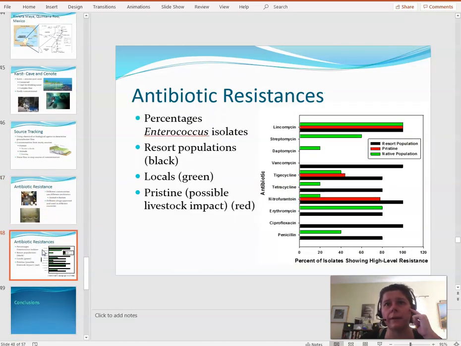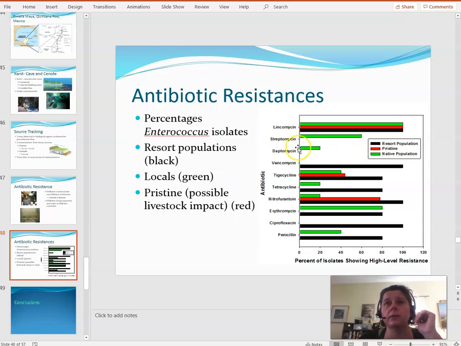And what did we find? Well, these are the percent of isolates that show high resistance. These are the different types of antibiotics. The black is resort populations, so this is where we know that there was a resort. Pristine means we don't know what might be contaminating the site, or it's so far out in the jungle that nobody's bothering with it. Native populations are the locals who live in those areas.